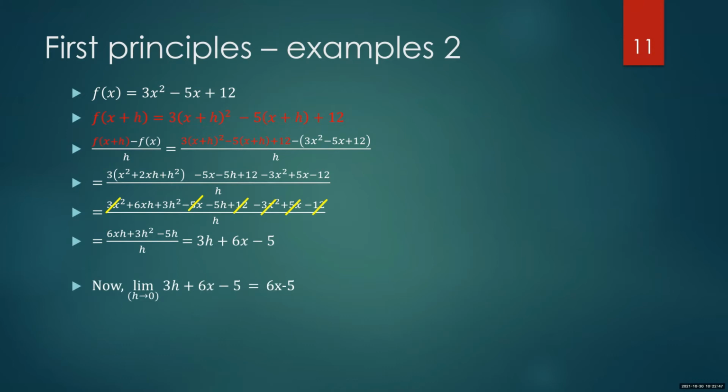So now we do have to take the limit, because we've got an h in there and we need to let the h go to 0. So the limit as h goes to 0 is simply 6x minus 5. And so dy dx is equal to f dash of x, and that's equal to 6x minus 5.